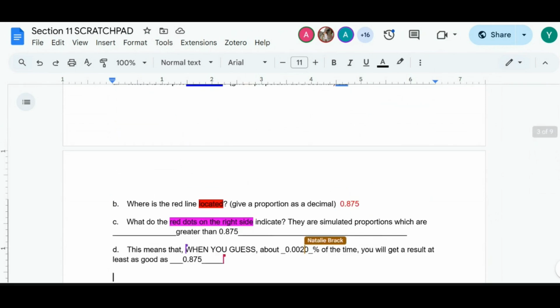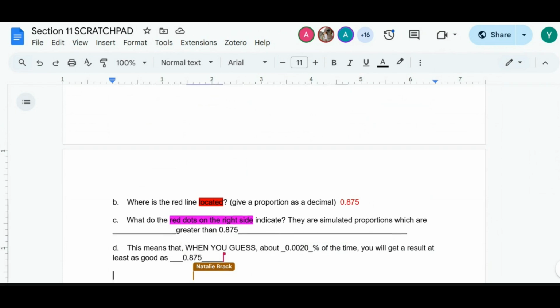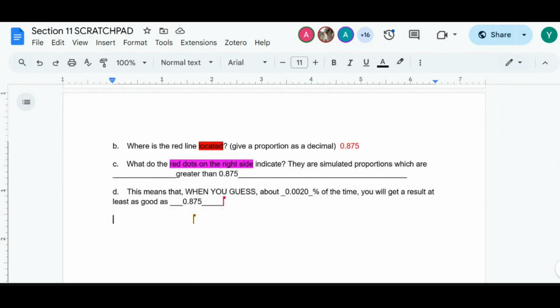Good. All right, so that's why it takes time. And so, what do the red dots on the right side indicate? They indicate simulations which are greater than the thing that you actually got. And this means when you guess, this gives me a chance. You say 0.002 of the time. This is a small point, but what is 0.002 as a percentage? If you want a percentage, you say 0.2%.